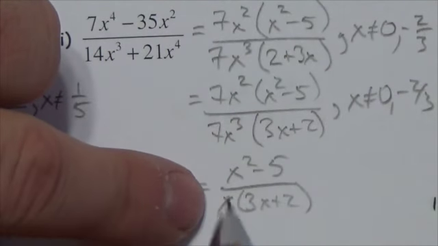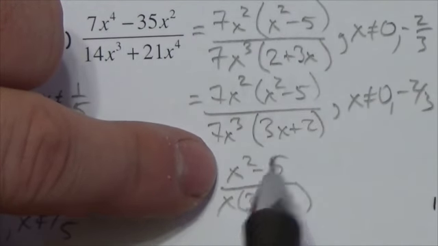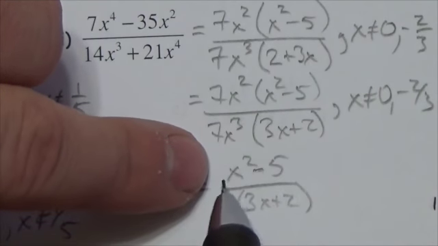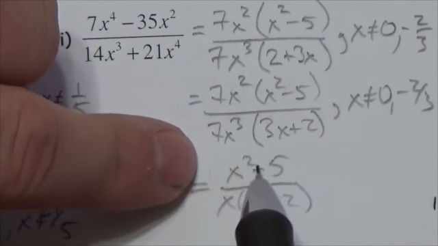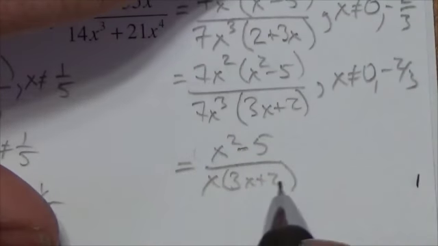Well, here, I can't cancel out any more x's. I can't cancel that x with the x squared because remember, this isn't just x squared multiplied through. This is x squared minus 5. I'd have to subtract that 5 before I could do that division. Well, I can't do that. So this is as far as I can go.